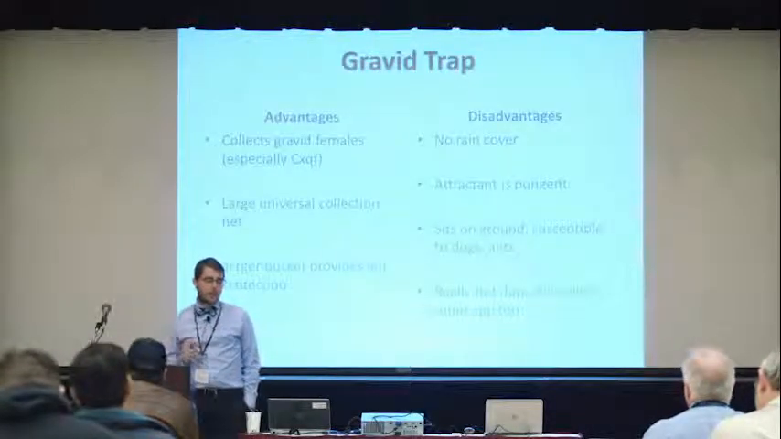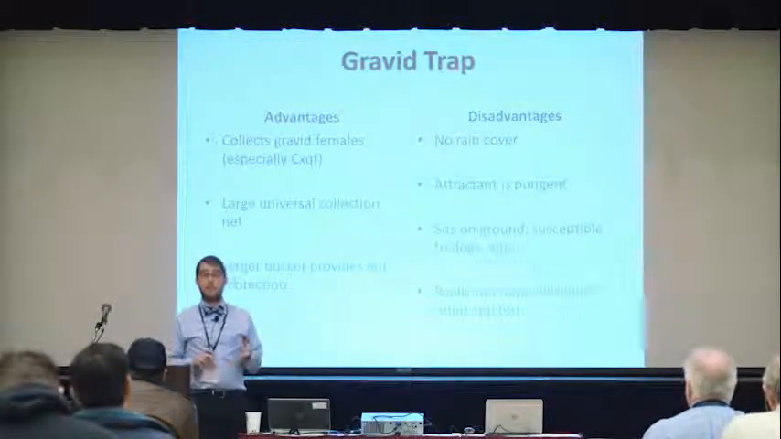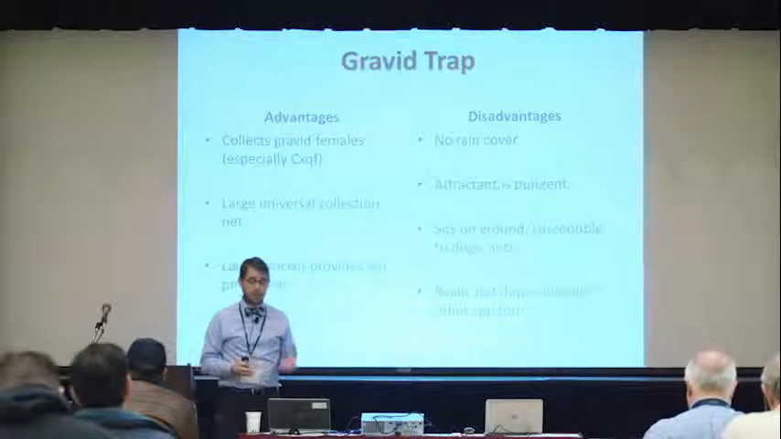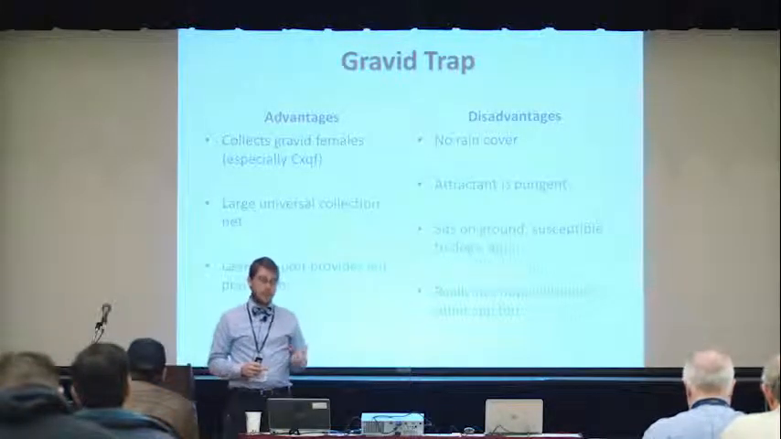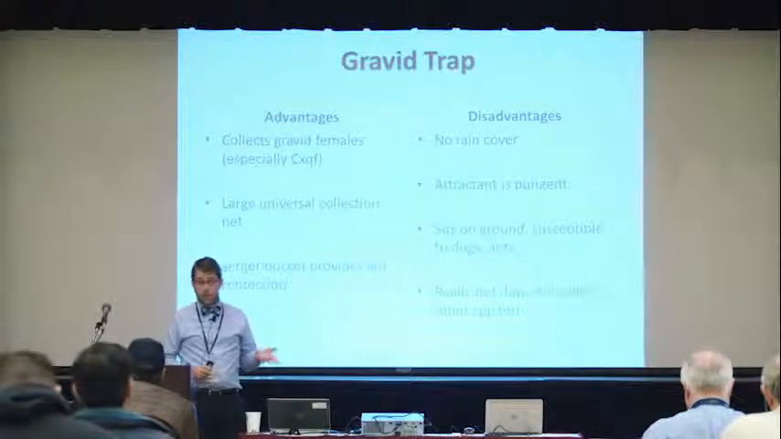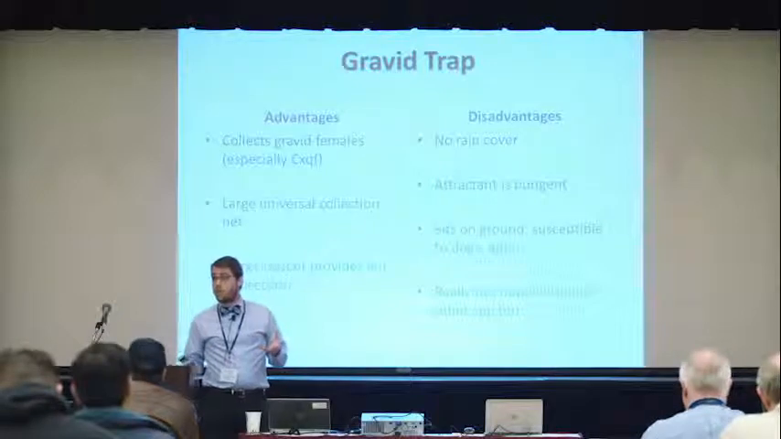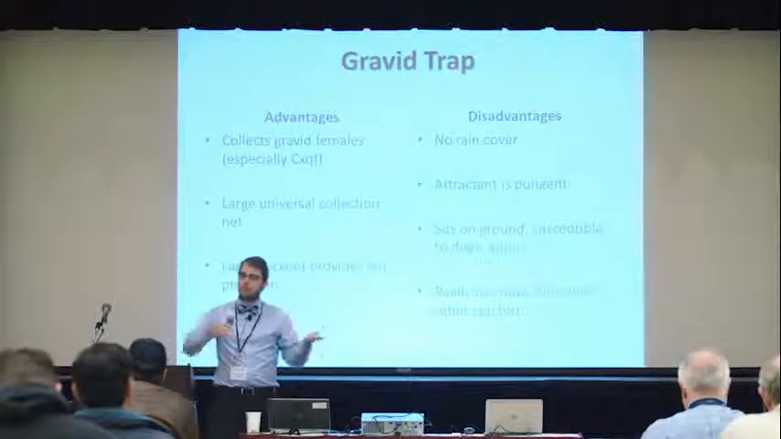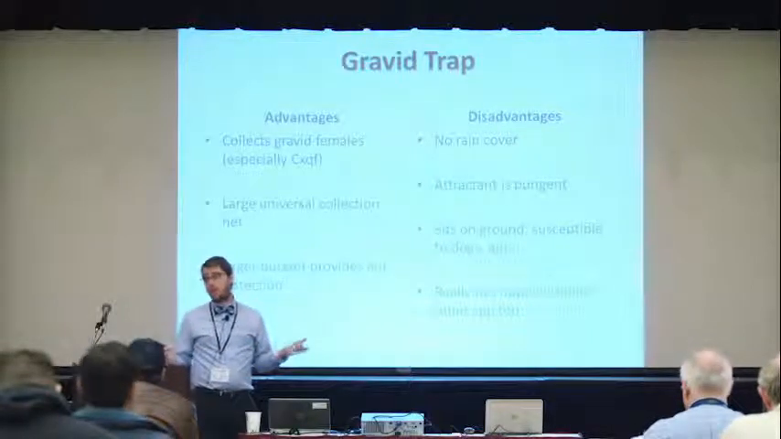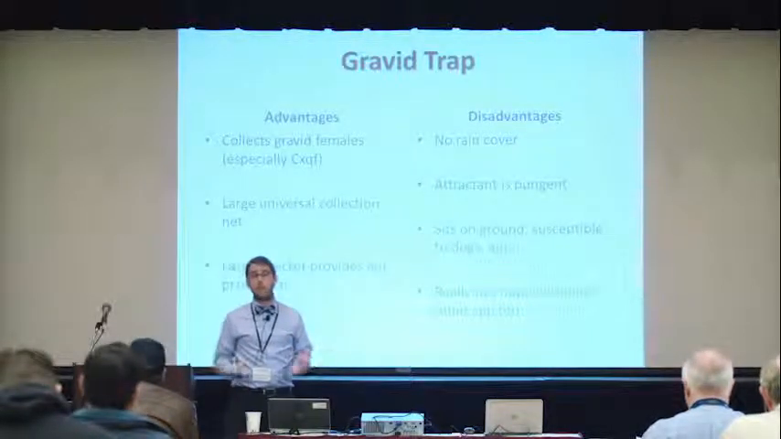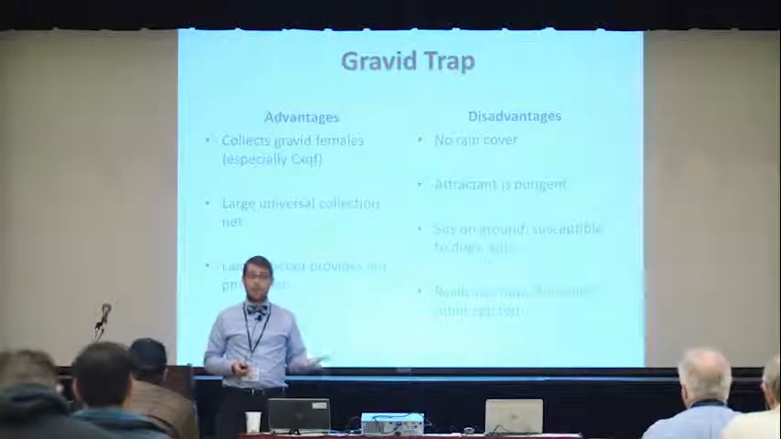So the advantages: it collects your gravid females, especially Culex quinquefasciatus. They love this trap. They love the gravid water. It's a large universal collection net. The larger bucket provides your ant protection. The disadvantages are that there's no rain protection, so you better have it underneath something, some vegetation or something, to kind of shield it. The attractant is pungent. For those of you that have gravid trapped and got some on you, that's a gift that keeps on giving. And it sits on the ground, so it's susceptible to dogs.